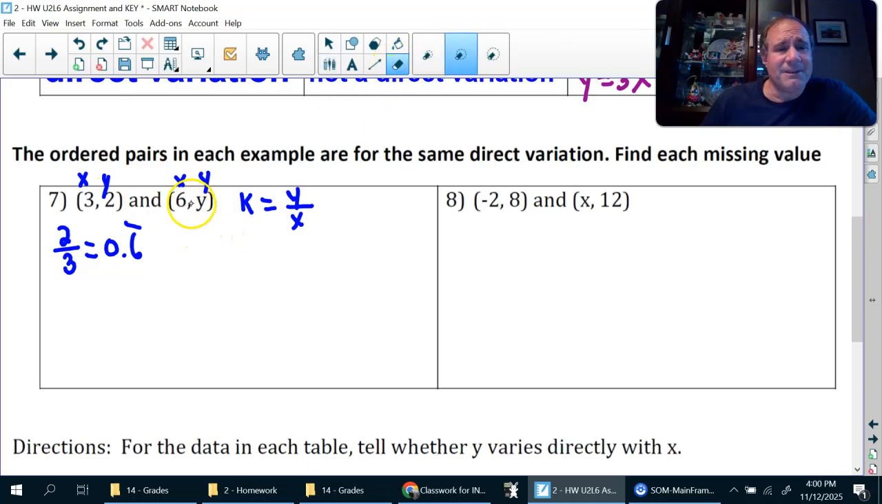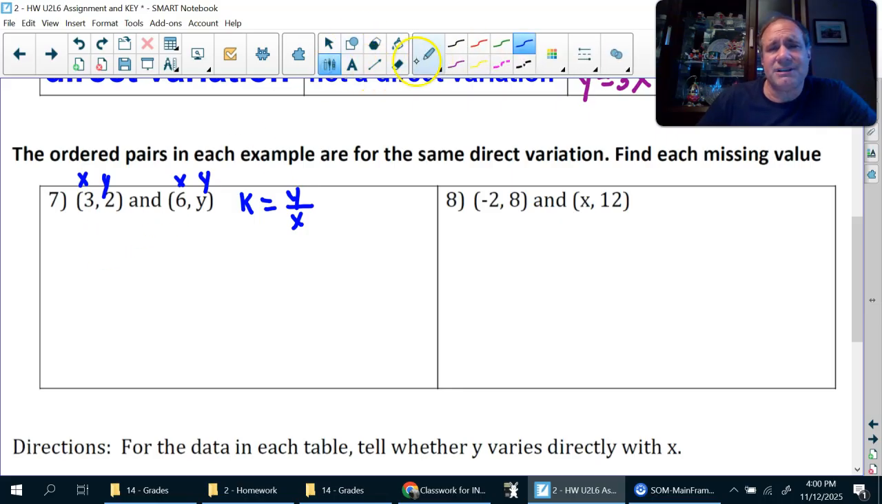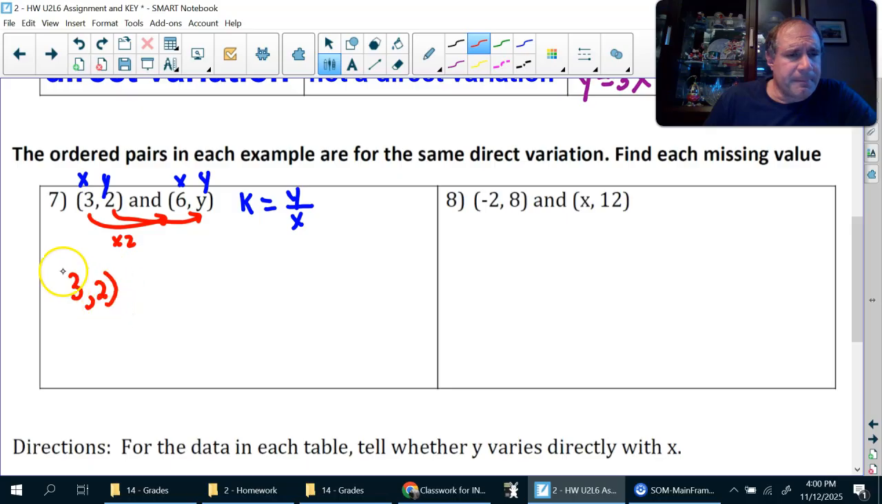okay, you could multiply 6 by 0.6, and you will get an answer of 4. All right, so either way, it's fine. Honestly, if you're looking at this, I would just see that 3 goes to 6 by multiplying by 2, and then 2 times 2 would be 4. So that would be 3 comma 2, and 6 comma 4.